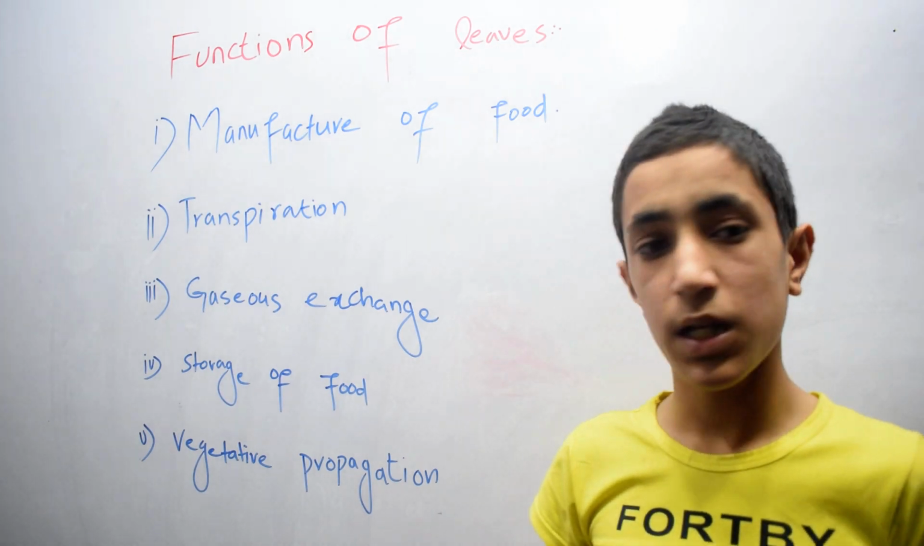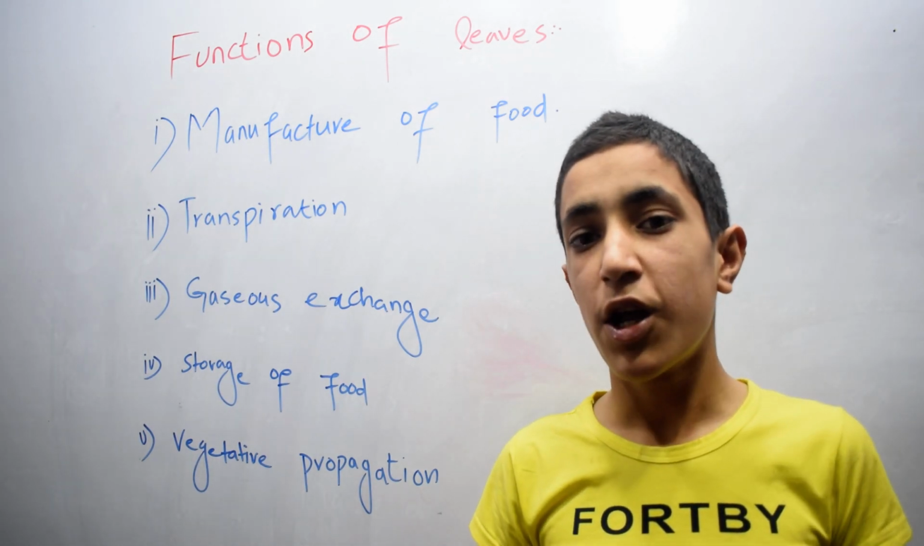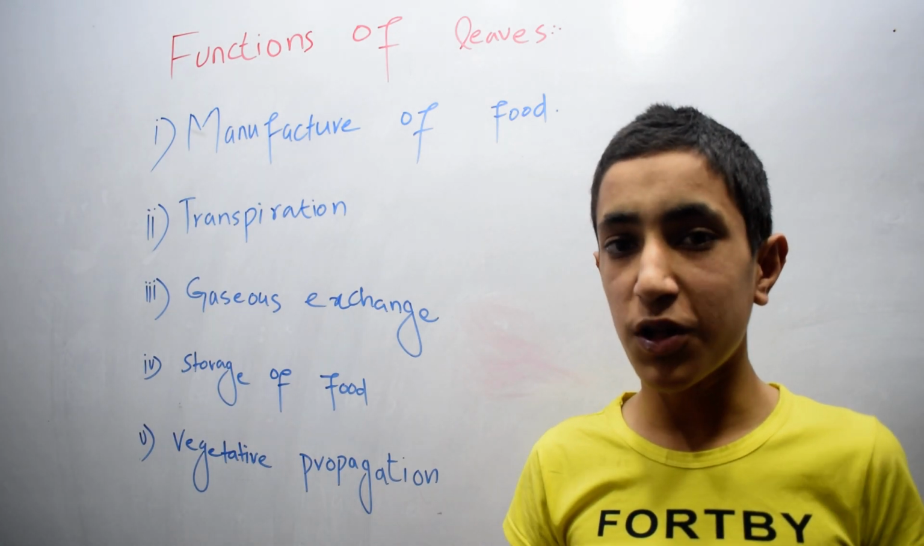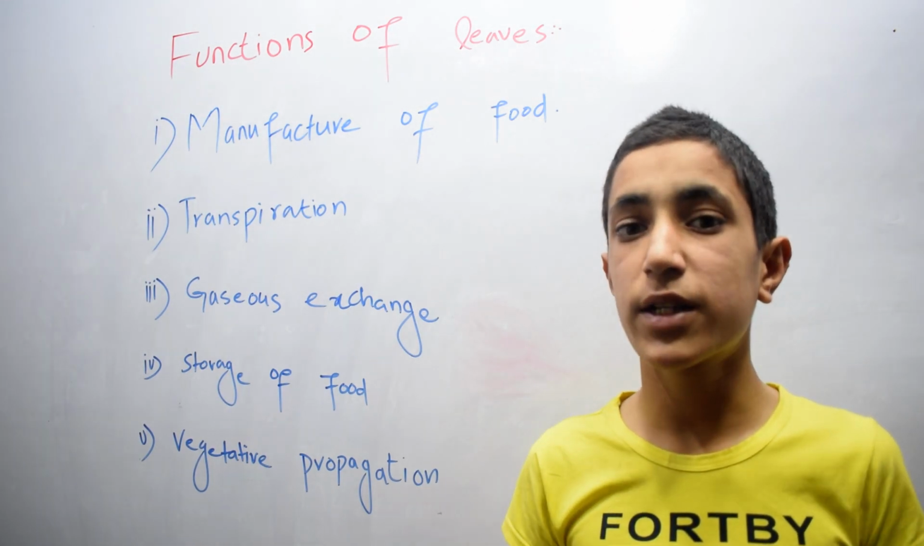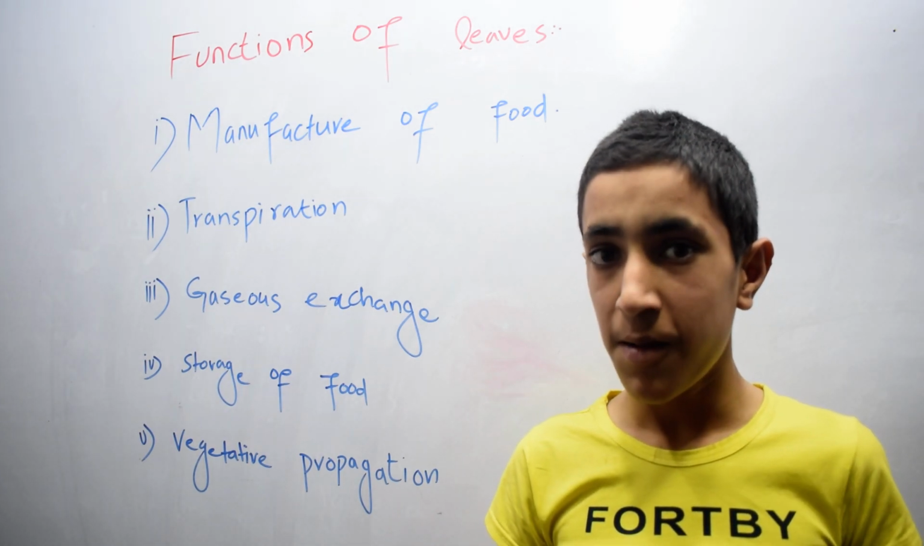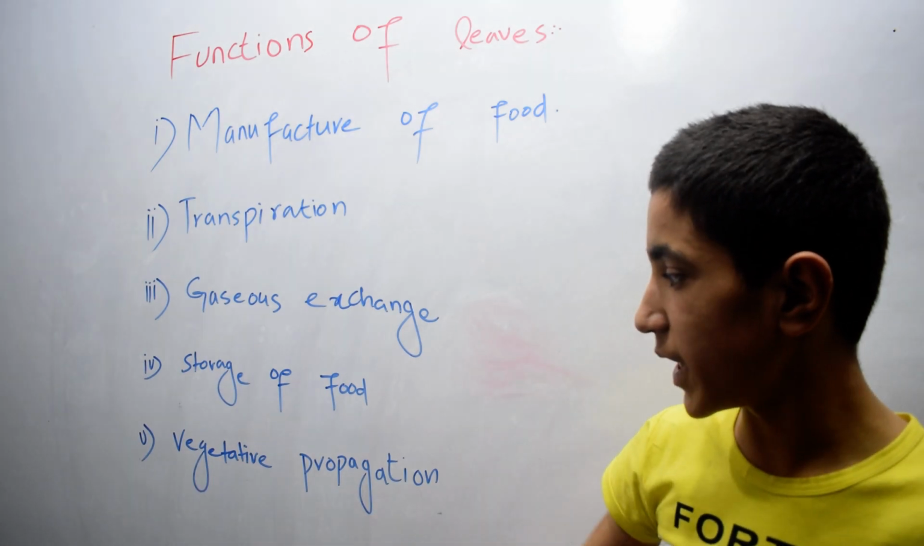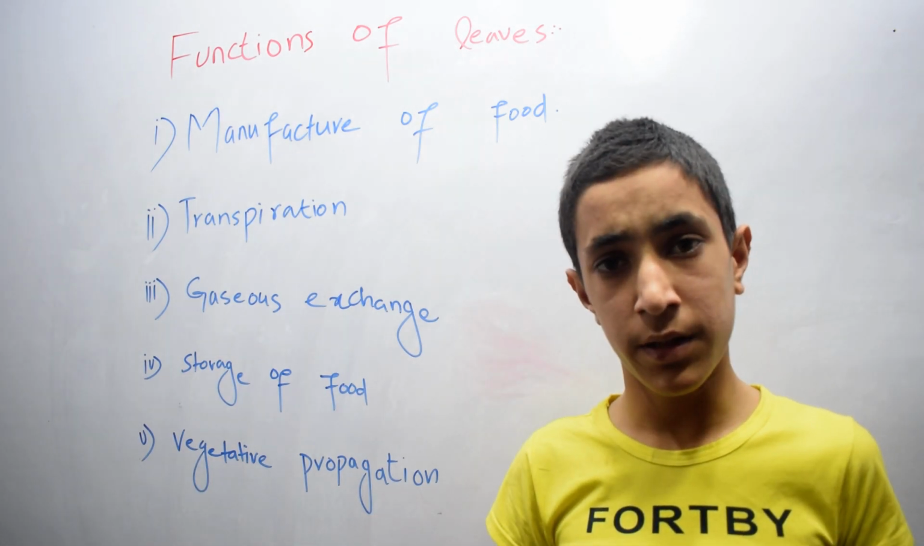The fourth one is storage of food. In some plants, leaves are modified to store food. And when they store food, the leaves become thicker and fleshy. For example, onion.